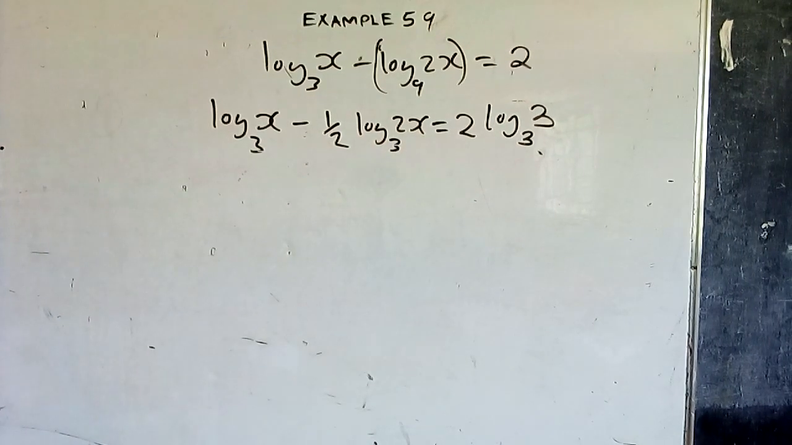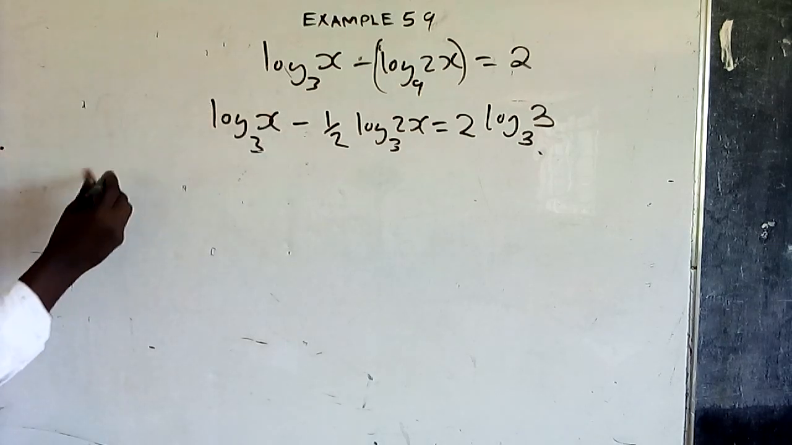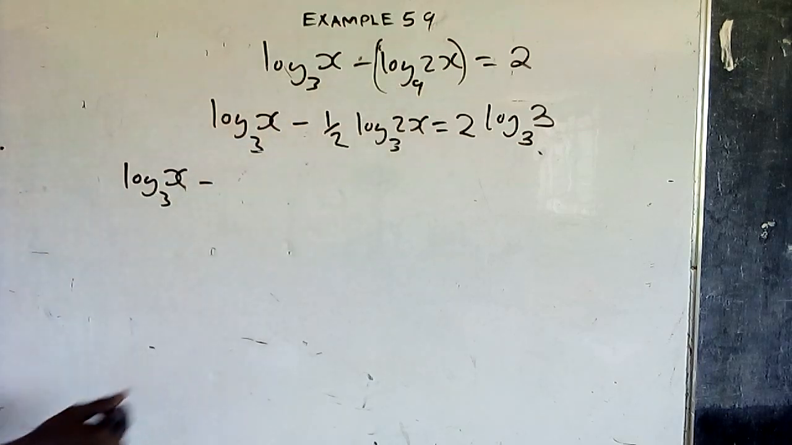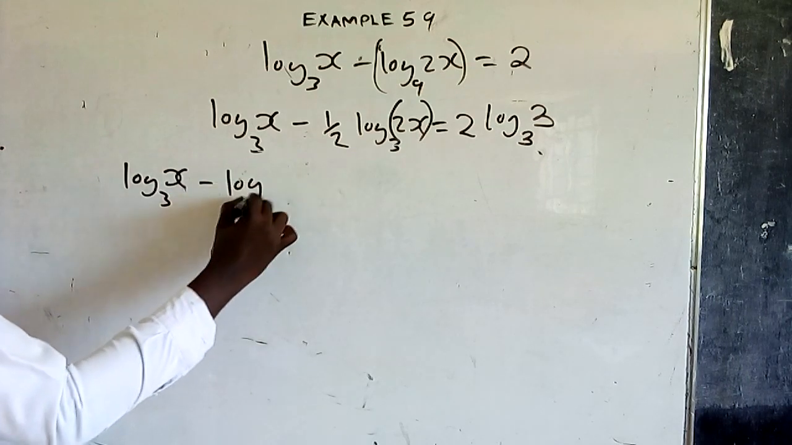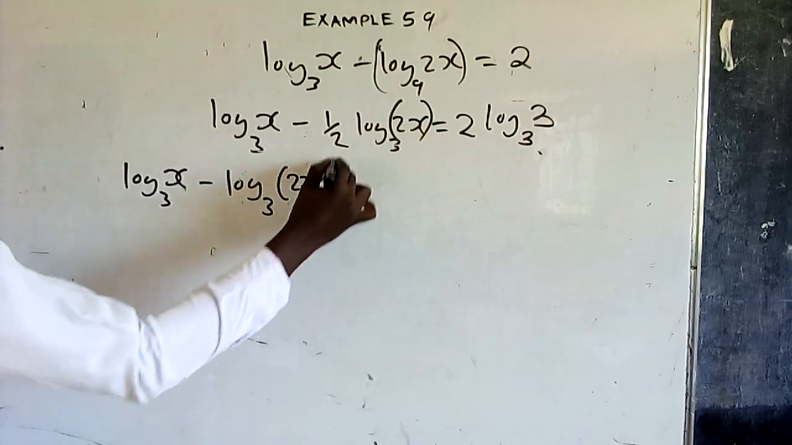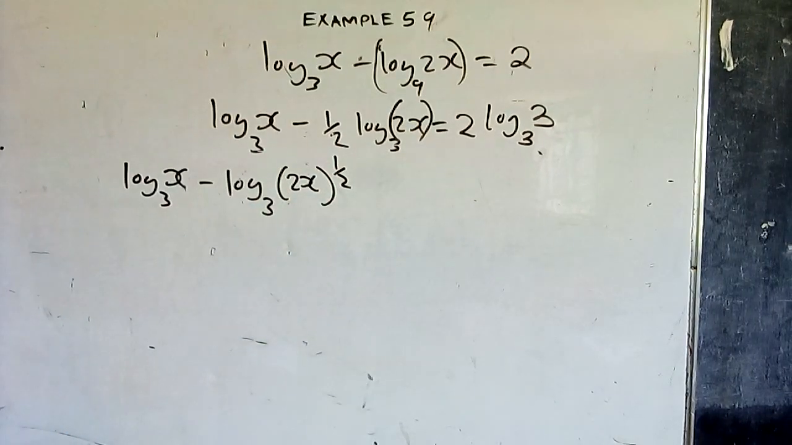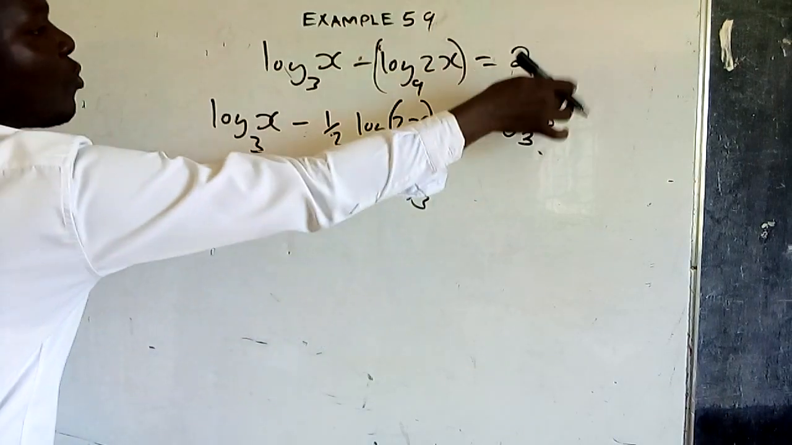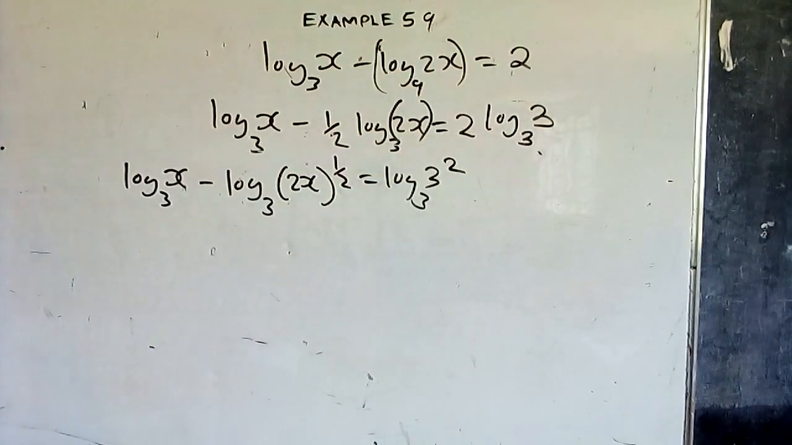The next step is to get rid of the coefficients. We have log x to base 3 minus, and this half becomes the power of everything, the power of 2x, not the power of x alone. So it is minus log to base 3 of 2x raised to power a half. That equals log 3 to base 3, where this 2 becomes the power. Once you've gotten rid of the coefficients, you ensure you have one term on either side.